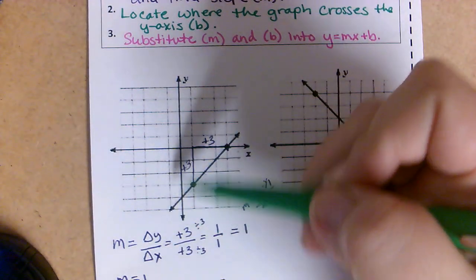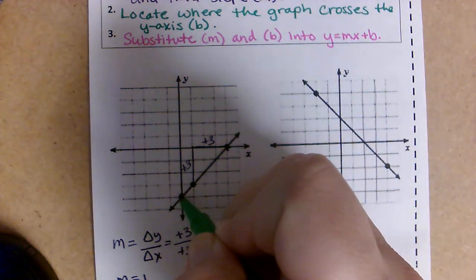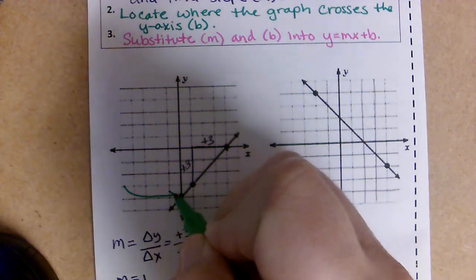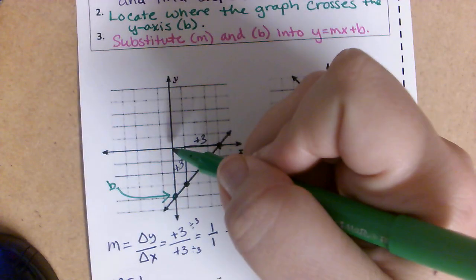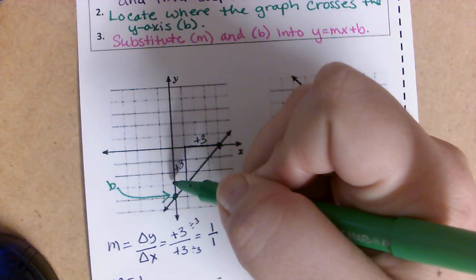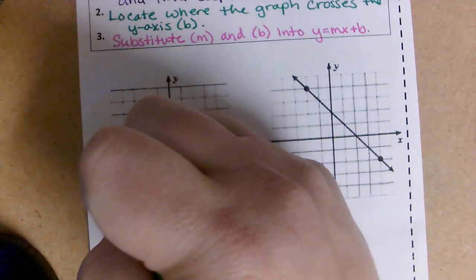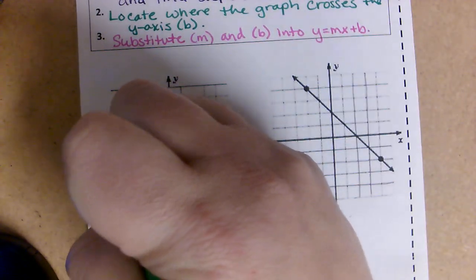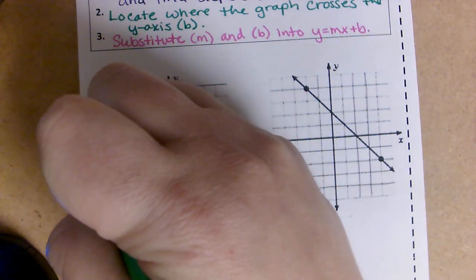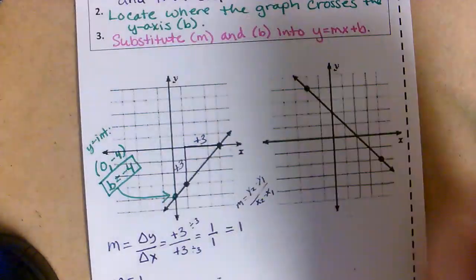The second step says locate where the graph crosses the y-axis. Here is my y-axis going up and down. Here is my line, and where this line meets the y-axis is right here. This point is my b value. If I'm looking at my origin, 0, 0, I go down 1, 2, 3, 4, to -4. So my b value is -4. If I were to look at that point in its coordinates, it would be 0, -4. That's how I find the y-intercept. So my b is -4. That's the important part here.